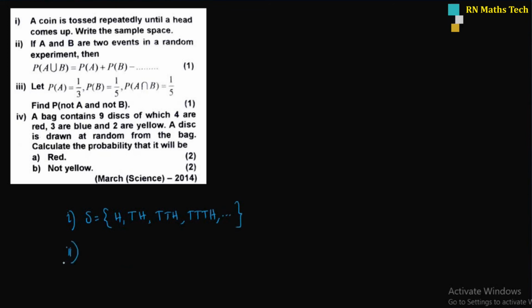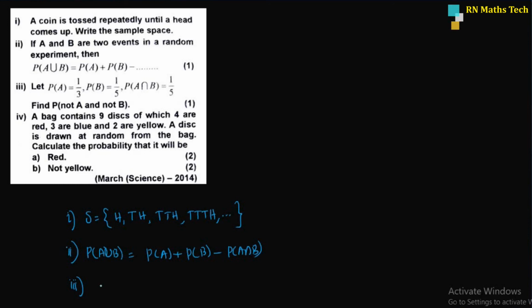A and B are two events in a random experiment, then P of A union B is equal to P of A plus P of B minus P of A intersection B. Second one.